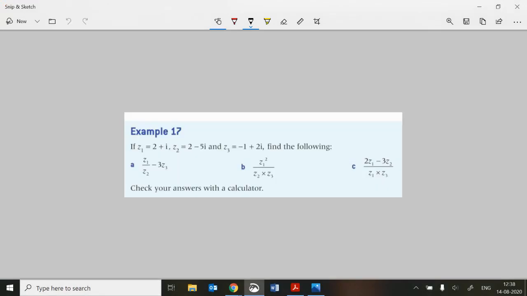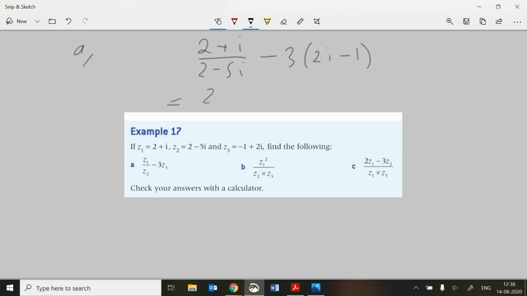And so it's saying we've got z1 divided by z2, and then take away 3 lots of z3. And I mean, these questions are very, very similar. So I think maybe I'll just go through one of them. So I'll go through a, and then you can have a go at the other ones. They're just practice, essentially. So first one here, we've got (2 plus i) divided by (2 minus 5i), and then take away 3 lots of z3. So we'll take away 3 lots of (2i minus 1). Just flipping that around. So this is part a.